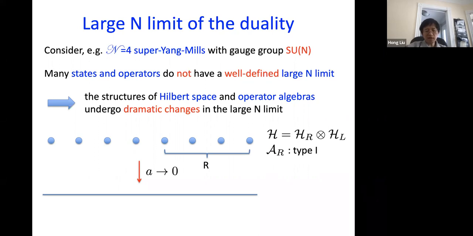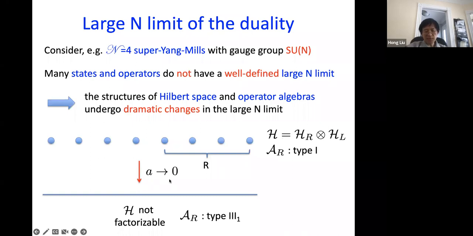But now when you take the continuum limit, when you take a goes to zero, it turns out the Hilbert space is no longer factorizable, and this A_R becomes type III_1. So how does that happen? That happens, heuristically, for a simple reason. If you look at this discrete theory, this Hilbert space contains many, many states and many, many operators.